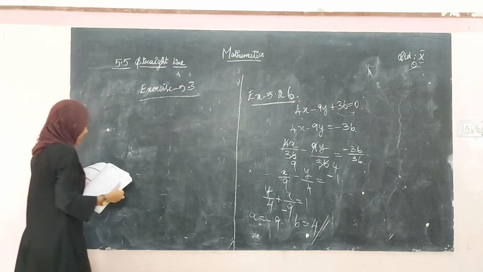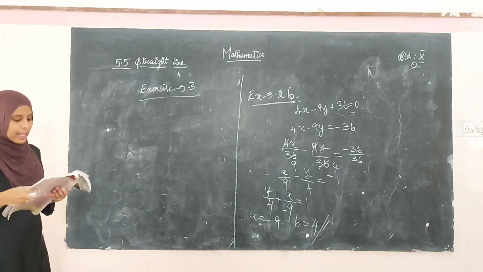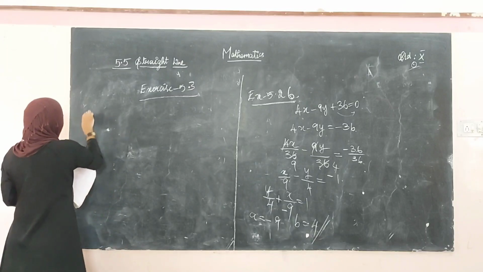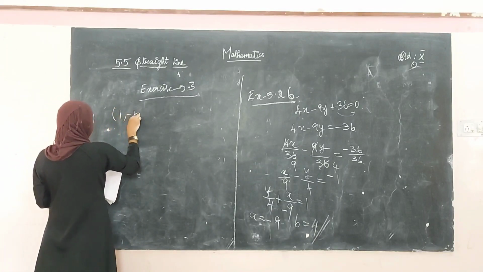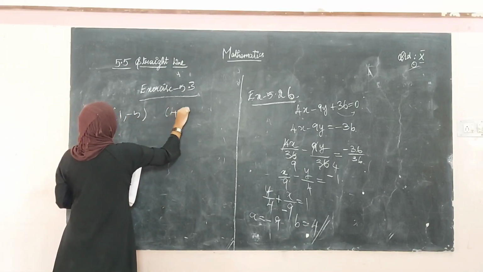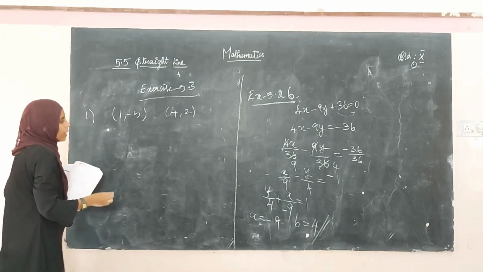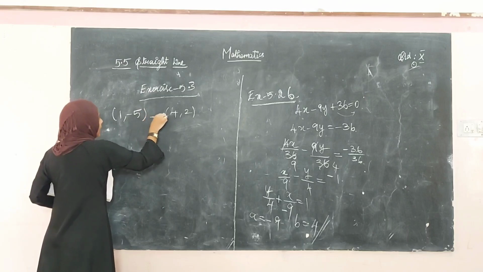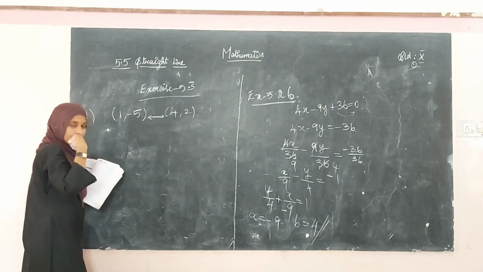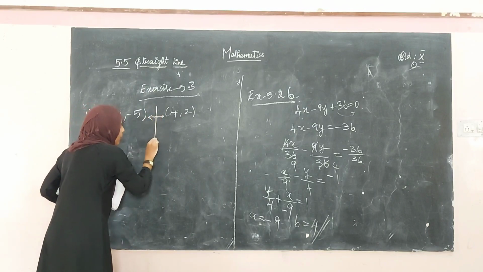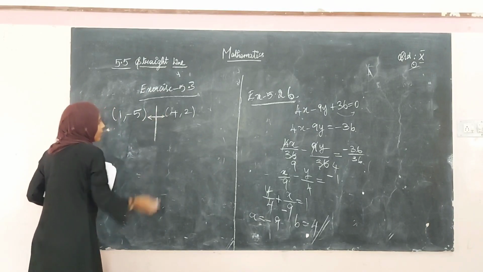Exercise 5.3. See the first sum. Find the equation of the straight line passing through the midpoint of a line segment, okay, 1 comma minus 5 and 4 comma 2, and parallel to x-axis. So what have they said? This is a straight line. The straight line we are going to find passes through the midpoint of this line.